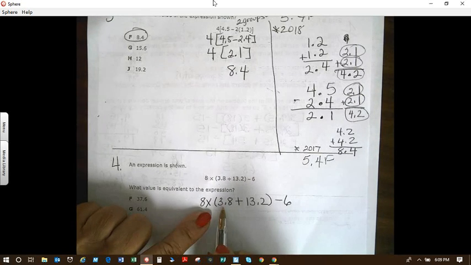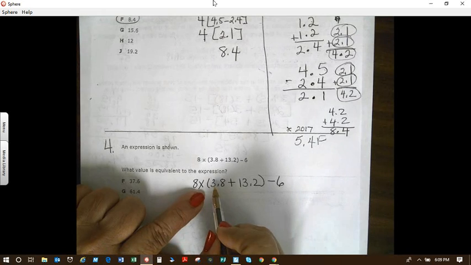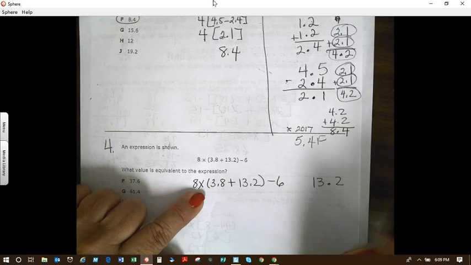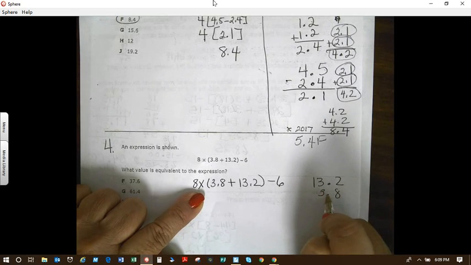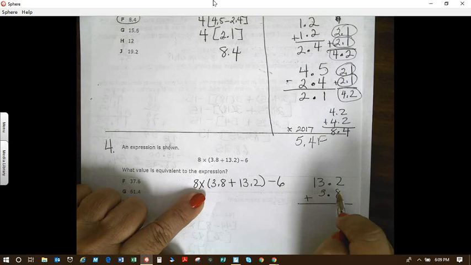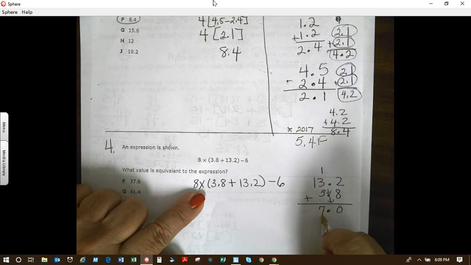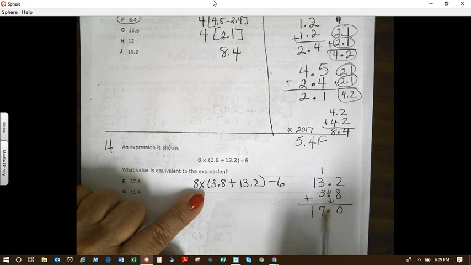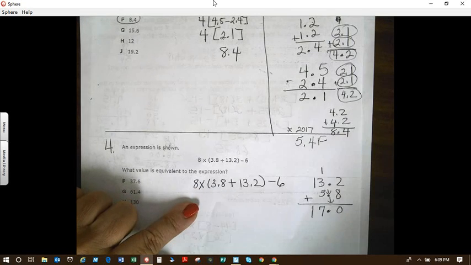So I need to do what's in the parentheses first, so I'm going to take my 13 and 2/10 because it's my larger number, and I'm going to add 3 and 8/10. See how I'm lining up my decimals? I'm adding that together. Bring down my decimal. 8 plus 2 equals 10. 3 plus 3 plus 1 equals 7. And no carries. And bring down my 1. So I have 17, and that's it. So it's a whole number.